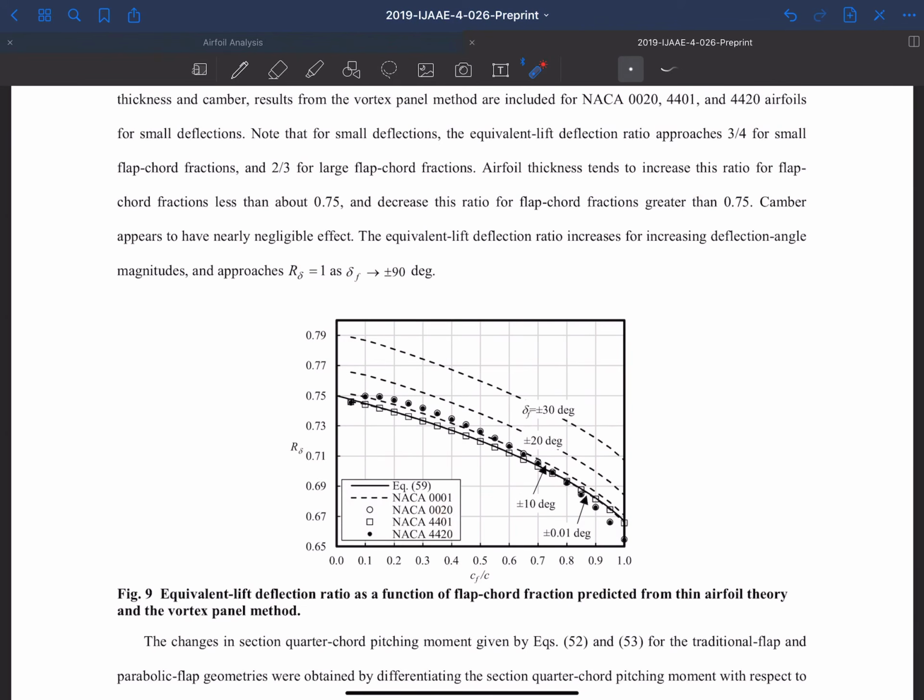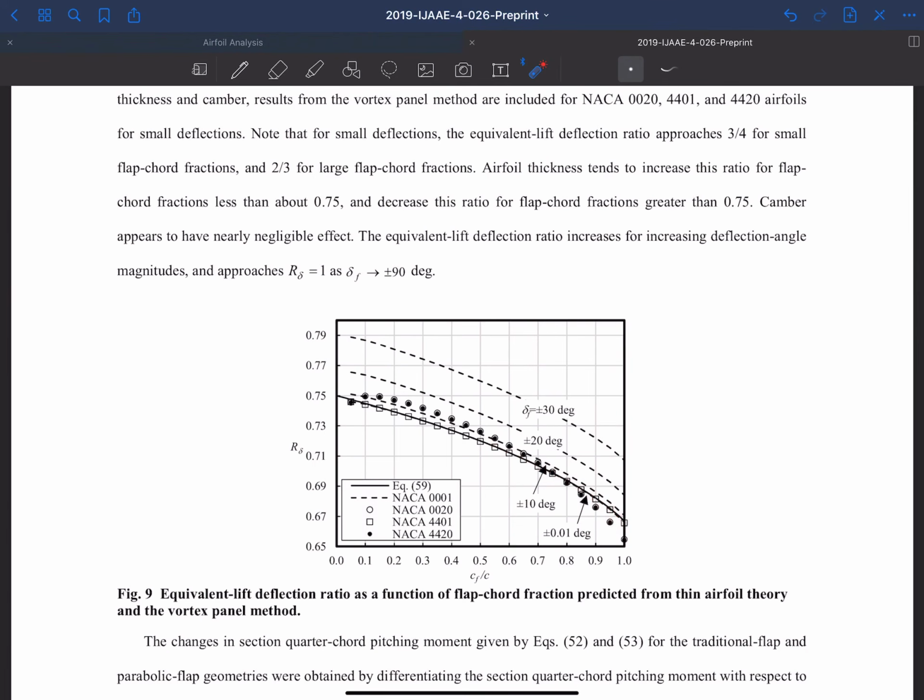We looked at thickness, so a NACA 0020 and then a 4401 and 4420. So we're also looking at camber solutions or changing camber, and you can see that data all falls pretty close to very near that line there that we get from this analytic solution. However, one of the assumptions that we built into this was that we had small deflections. And when we go to larger deflections, it turns out that these results deviate from this thin airfoil theory solution, because in the thin airfoil theory solution, we built in the small deflection assumption.